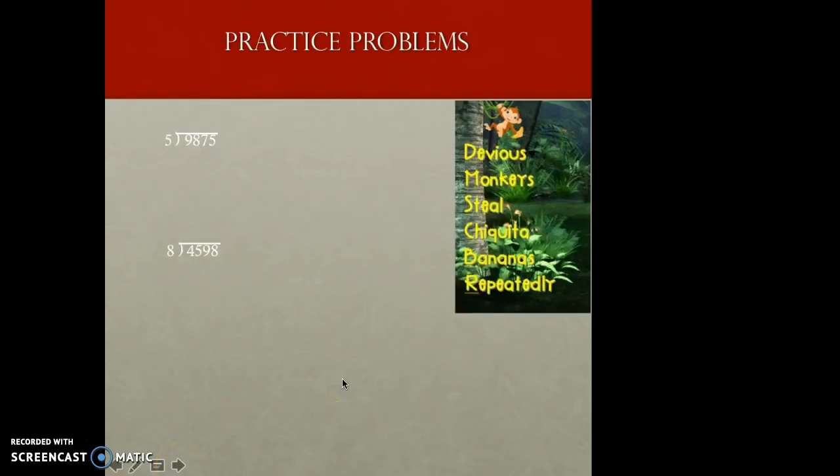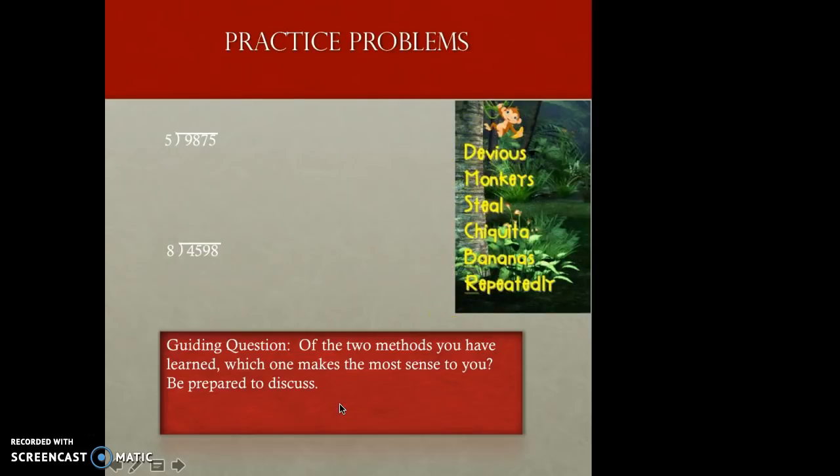All right, so here are your practice problems. Here's your reminder of the steps. And one more thing. Of the two methods you have learned, which one makes the most sense to you? Be prepared to discuss that when you come to group today.